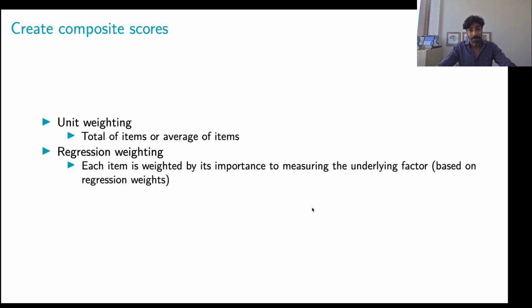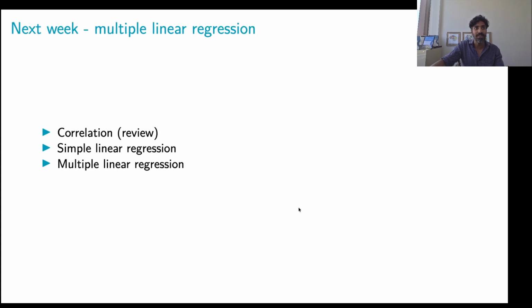We talked about creating composite scores, so you can use unit weighting, total of items, or average of items, and regression weighting, which is where each item is weighted by its importance to measuring the underlying factor based on the regression weights. So those are different types of ways we could create composite scores.